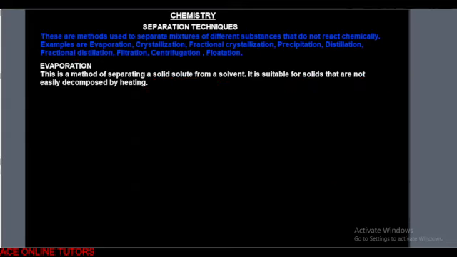So note that we only use evaporation to obtain the solute, and it must be a solute that is not easily decomposed by heating. So a good example is when you want to obtain your sodium chloride from water solution, then you can use evaporation.